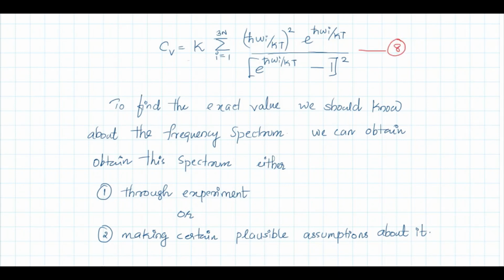Now, to find the exact value of Cv, we should know about the frequency spectrum: how the frequencies are varying between the oscillators, among the 3N oscillators. With that knowledge only we can find the final value of Cv. We can obtain this frequency spectrum either through experiment or by making certain plausible assumptions about it.